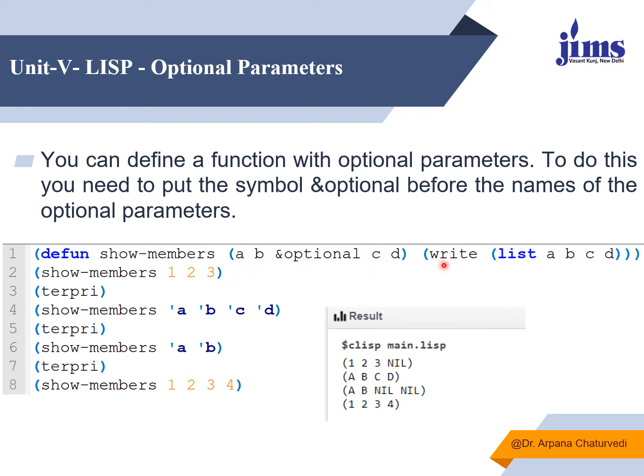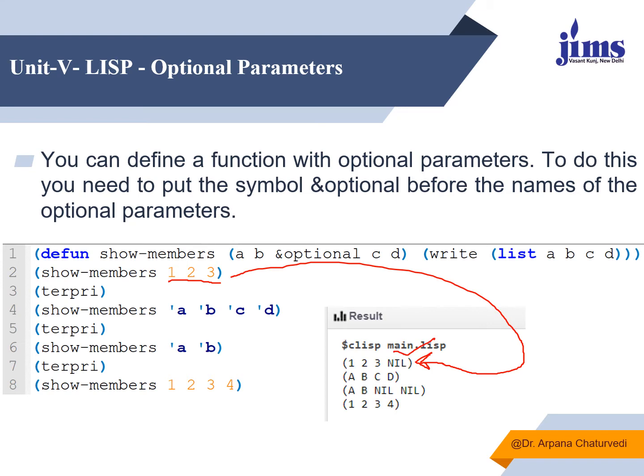Now within the body part, I am writing a list, passing the arguments to it, and the list will contain 4 parameters A, B, C, D, and whatever the number of arguments passed in this list will get written on the output window. Now here I am calling the function. This time when I am calling, I am passing 3 arguments. So look at the output. The output is 1, 2, 3 and the fourth one is nil.